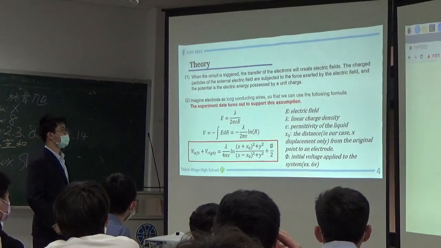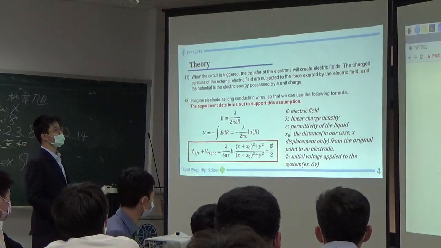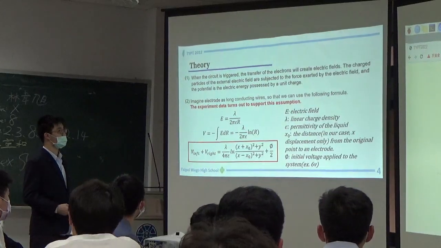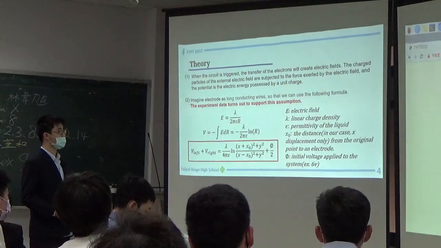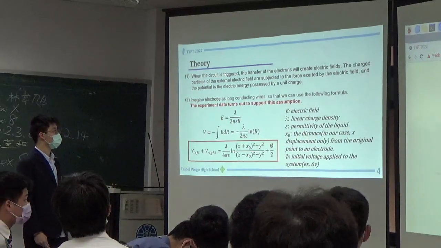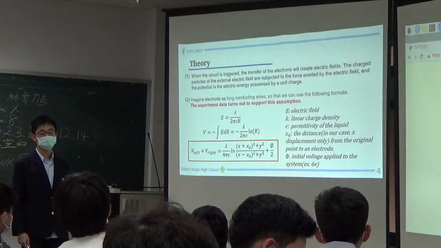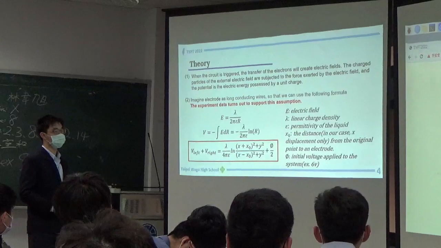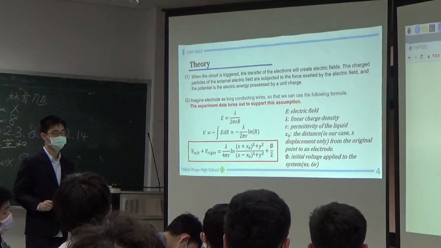Our theory is that the fundamental assumption is that when the circuit is triggered, the transfer of the electrons will create electric fields. The charged particles in the external electric field are subjected to the force exerted by the electric field, and the potential is the electric energy possessed by a unit charge. Here we first make an assumption that we imagine the electrodes as long conducting wires that are directly perpendicular to the water surface, so that we can use the following formula for the electric field. And the experimental data that I'm going to show later supports this assumption.